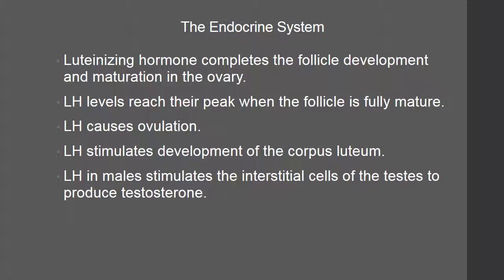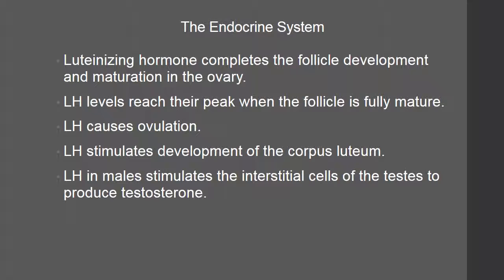Luteinizing hormone, or LH, completes the follicle development and maturation in the ovary. So FSH is stimulating those ova to develop, and LH is going to complete the development and finally will mature it. LH levels reach their peak when the follicle is fully mature, and then in high enough levels, LH causes the follicle to rupture and we have ovulation.